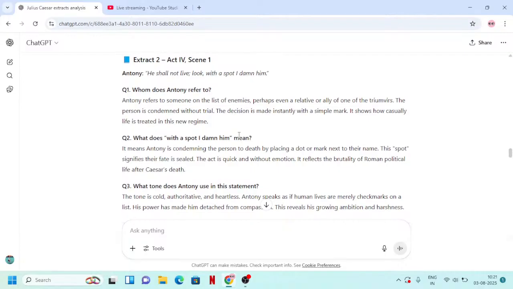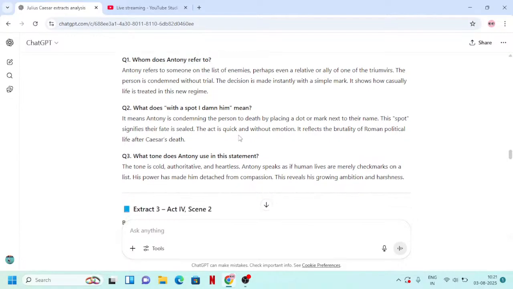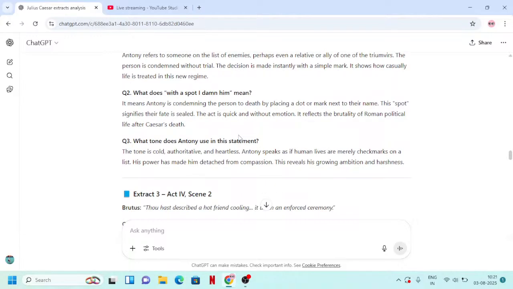Second question, what does with a spot I damn him mean? It means Antony is condemning the person to death by placing a dot or mark next to their name. This spot signifies their fate is sealed. It means Antony is deciding whom he wants to kill and who will have to die. The act is quick and without emotion. It reflects the brutality of Roman political life after Caesar's death. So that kind of side we are seeing here of Roman authorities and the political scenario.